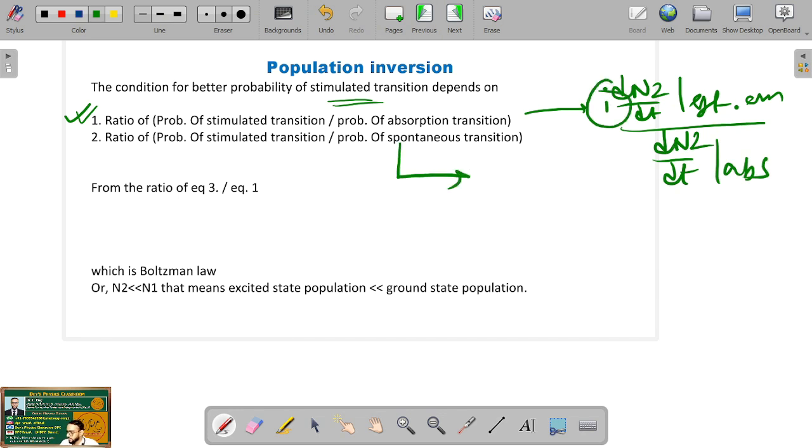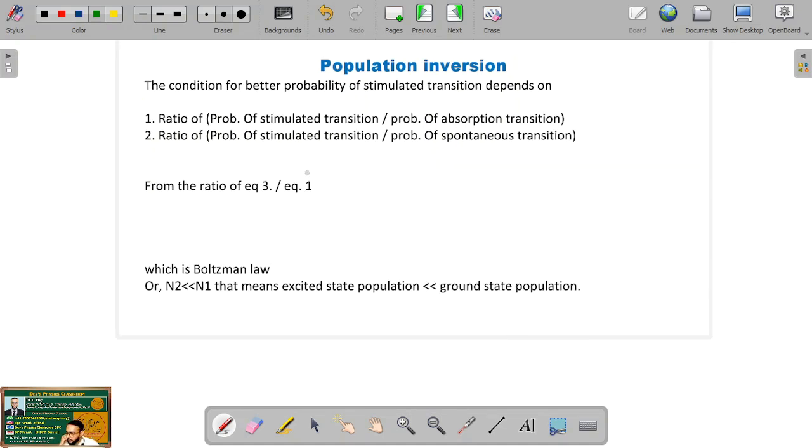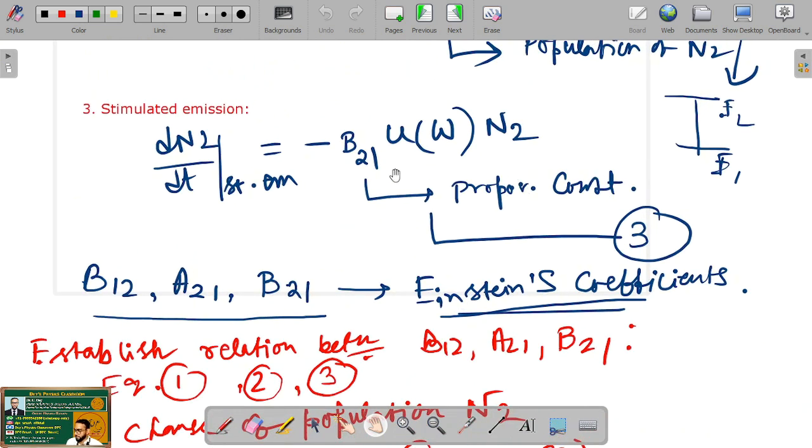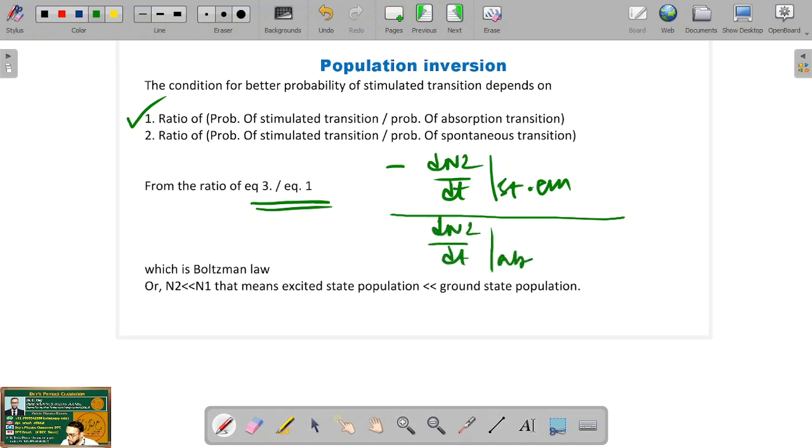The second condition to get better probability of stimulated emission is dN2 by dt stimulated emission by dN2 by dt spontaneous emission. The probability of stimulated transition depends on these two ratios. Now take the ratio of equation 3 by equation 1, that means the first condition; this is equation 1 and this one is equation 3. So equation 3 divided by equation 1, and if we take the negative sign on the left hand side, then we get minus dN2 by dt stimulated emission divided by dN2 by dt absorption transition.